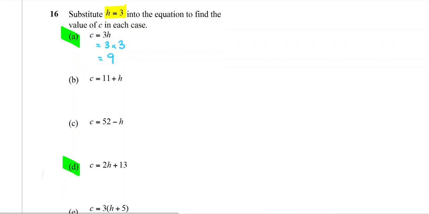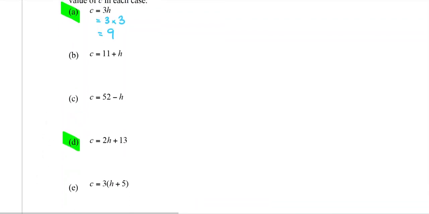Okay, so another one down here. Replace the h with the 3. So it will become 2 times 3 plus 13. Okay, that's my first line. Second line, what does that equal? 19, good.